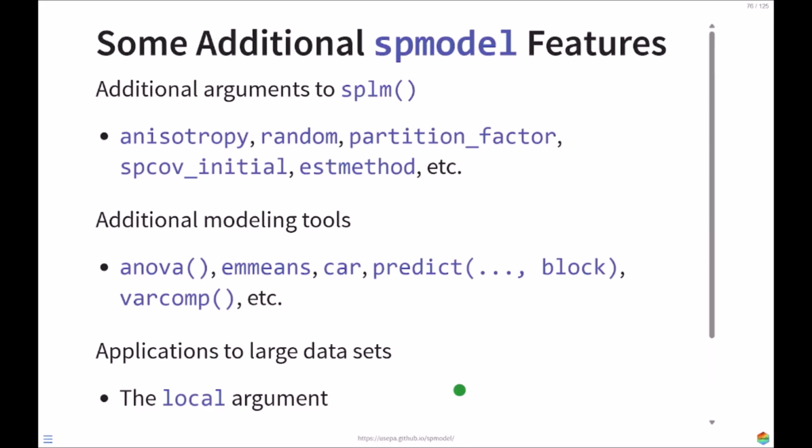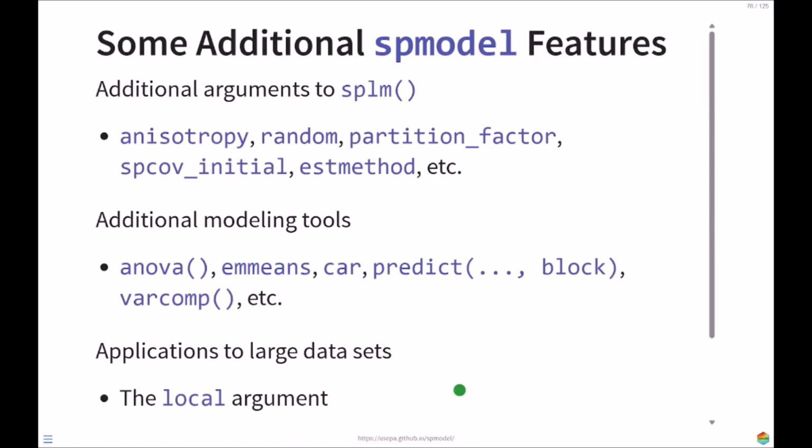You can set specific initial values or even hold values as fixed and known through spcov_initial. You can change the estimation method, things like that. And there's even some additional arguments. There's lots of additional modeling tools that work on spmodel objects. Maybe you want to do an analysis of variance with the anova function. spmodel fully supports working with the emmeans R package for estimated marginal means of model objects. It supports things like VIF, or variance inflation factors, from car.